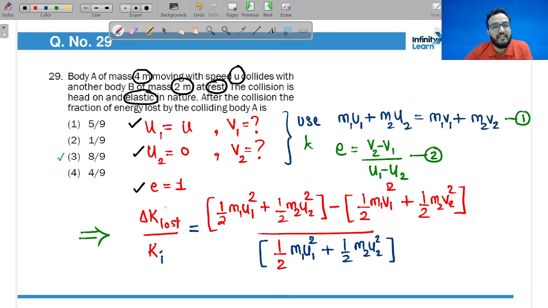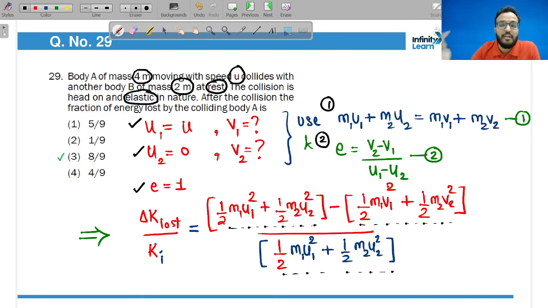We have to just find v1 and v2 first of all. So how we will find out? We will use this equation number 1 and equation number 2. Equation number 1 is momentum conservation before and after collision. Second is equation of coefficient of restitution. Then K lost is initial kinetic energy minus final kinetic energy. This is initial kinetic energy minus final kinetic energy upon initial kinetic energy. This is your fractional loss in kinetic energy.